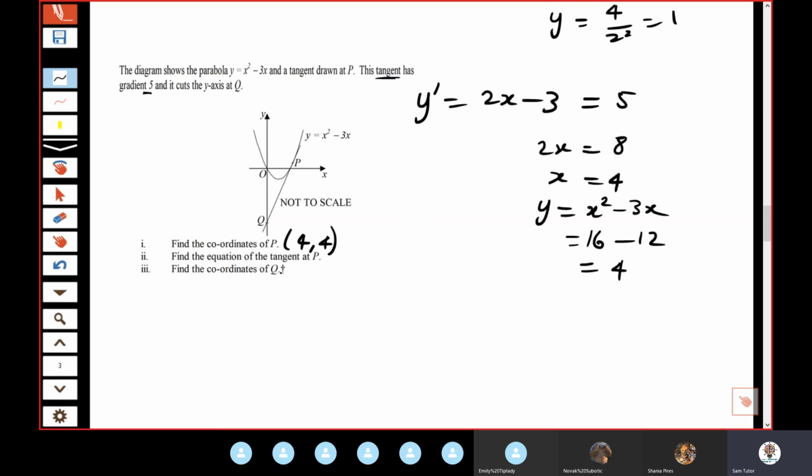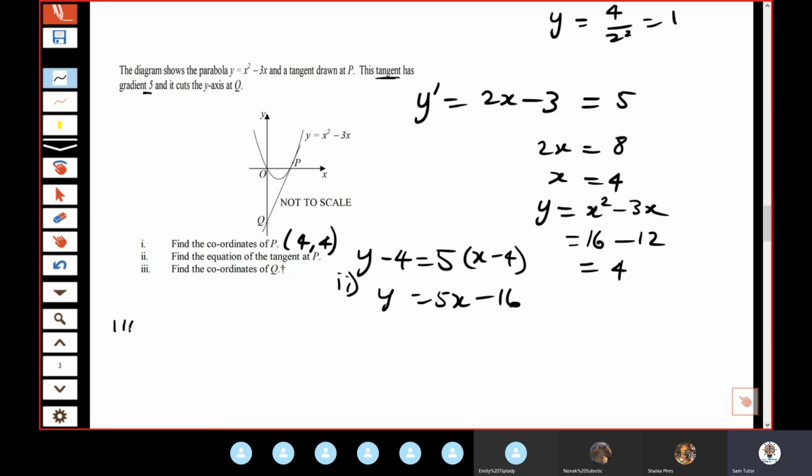All right, cool. And then find the equation of the tangent. So y minus y1 equals m. What's your gradient? 5. The gradient's 5. Yeah, and then x minus 4. Okay. And then let's finish this off. 5x take away 20, take away 20 plus 4. There we go.